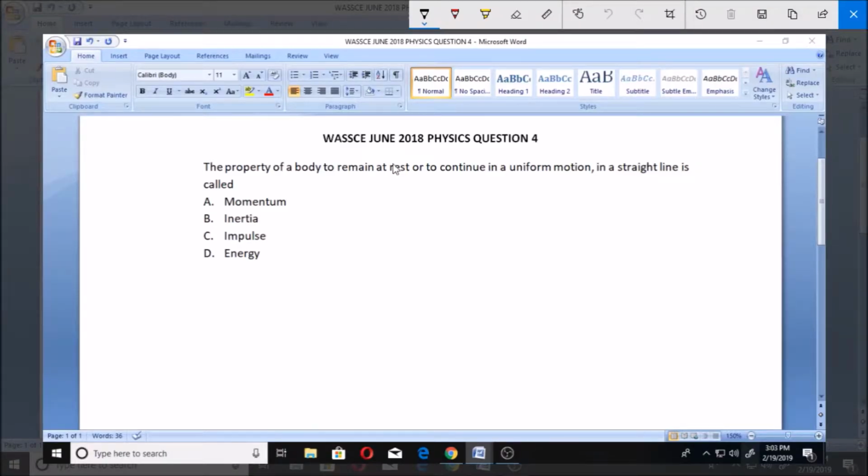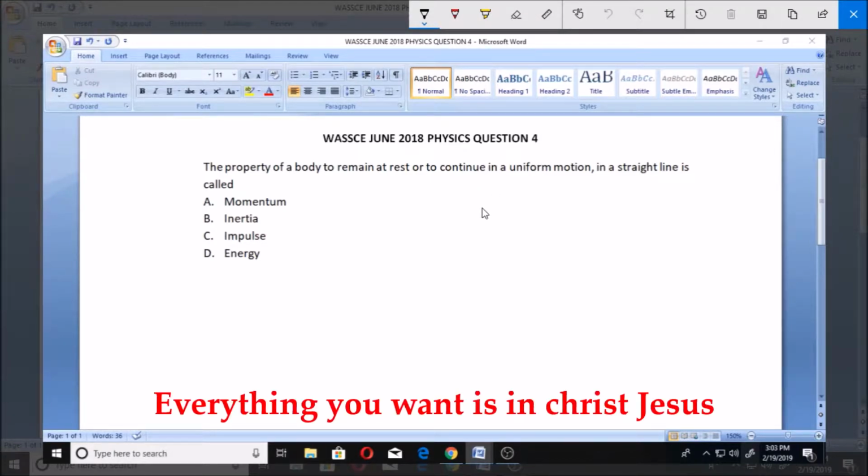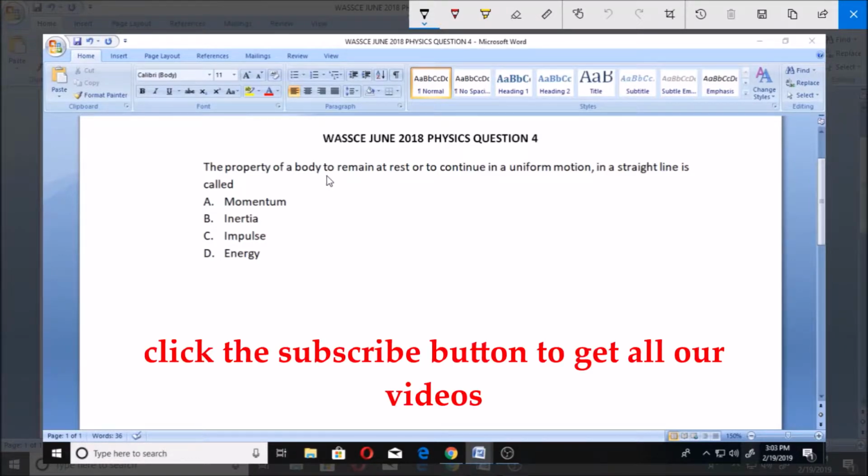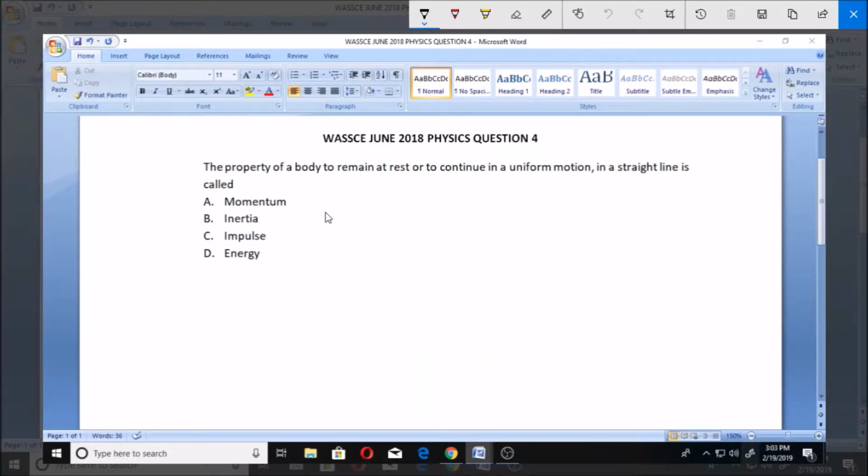Now let's look at question number 4 for Physics WAEC 2018. The property of a body to remain at rest or to continue in a uniform motion in a straight line is called A.